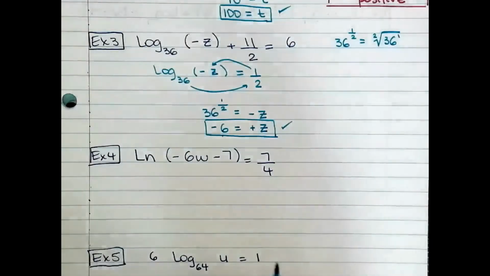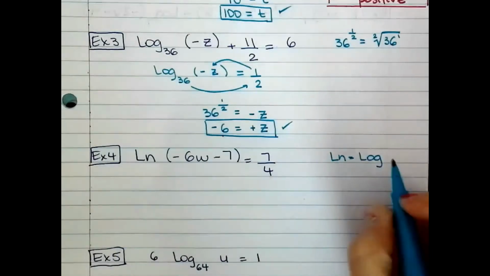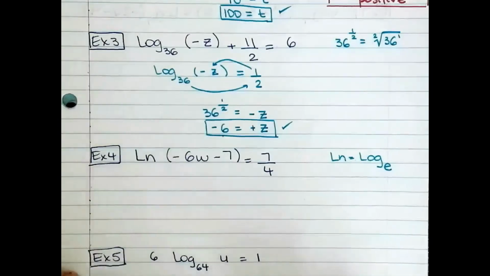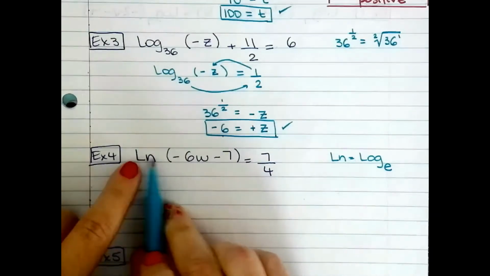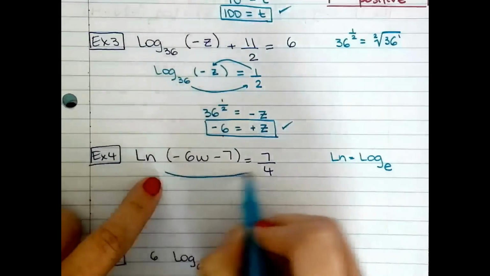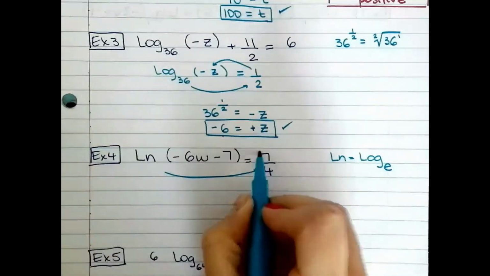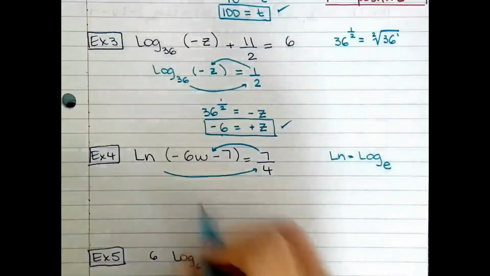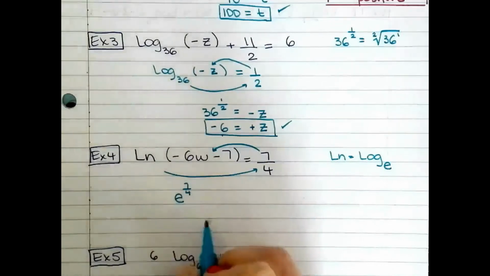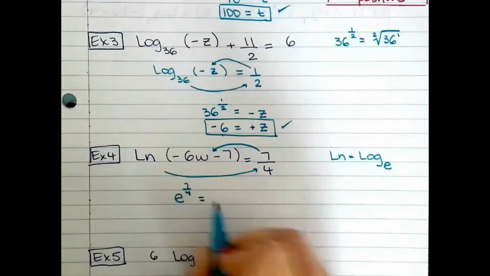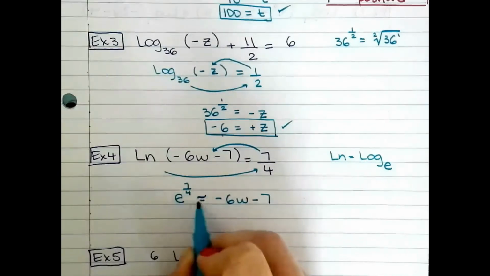Natural log. Just remember, natural log is the same thing as regular log with the base e. So think about natural log as log with base e. Go ahead and rewrite this: base e to the power of 7 over 4 equals the argument. So base e with the rational exponent equals the argument. You're going to get an approximate value right there.